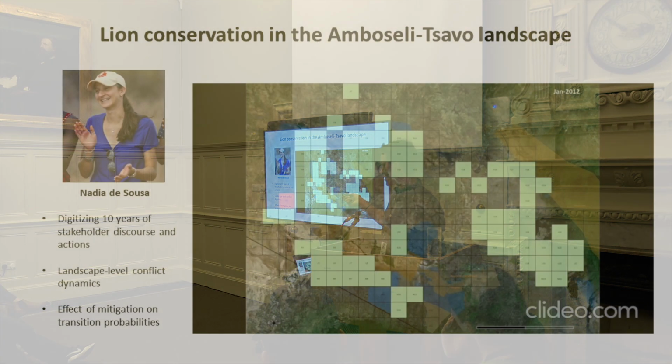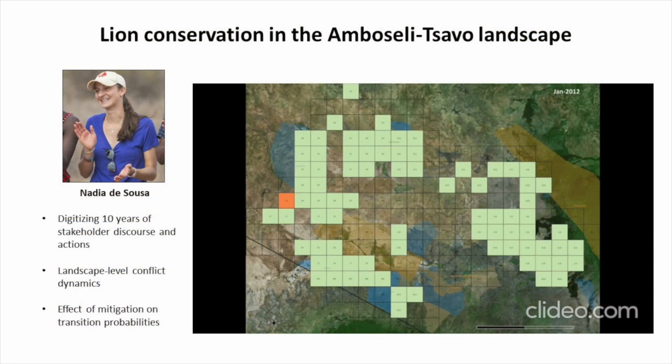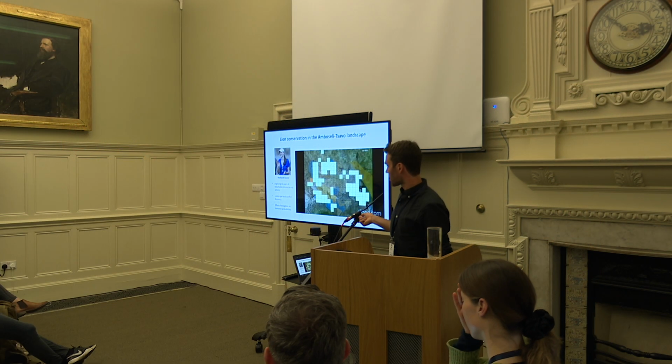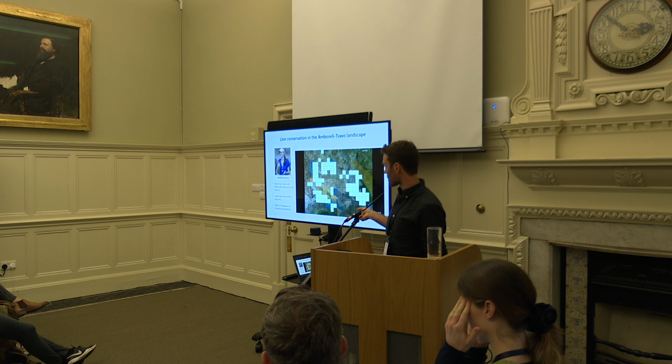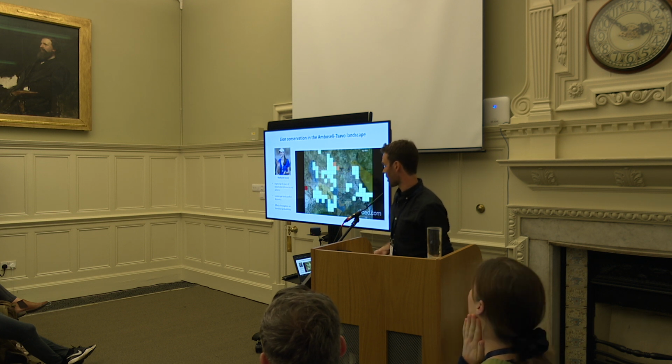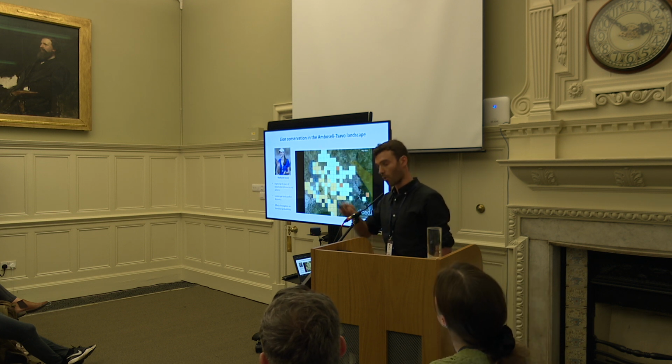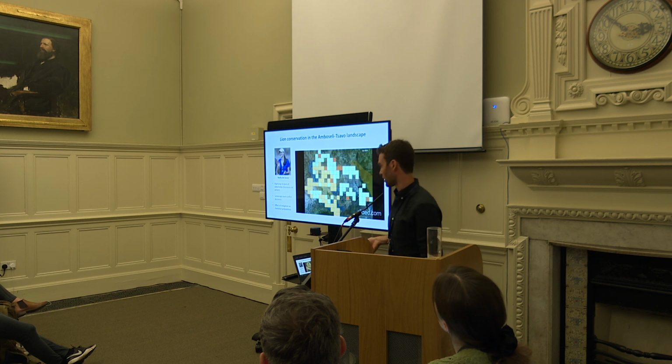And Nadia has been painstakingly going through 10 years of stakeholder discourse and actions. And this involves going through WhatsApp group messages, it involves going through newspapers, reports, everything that people have said or done in the study area. And this means that she has been able to come up with this dynamic landscape of how the conflict is changing spatial temporally.